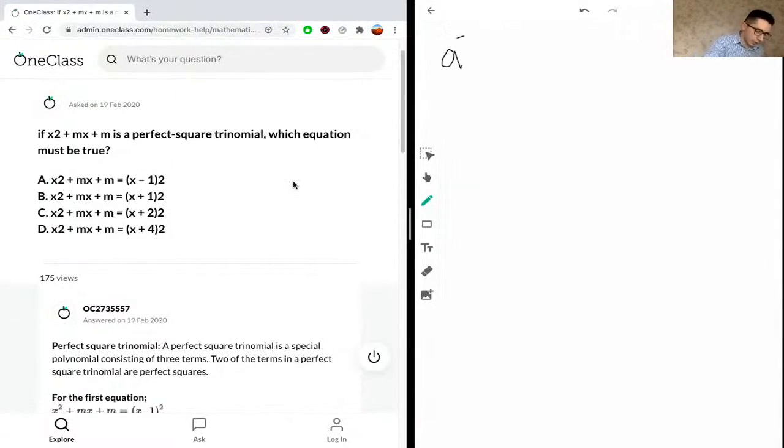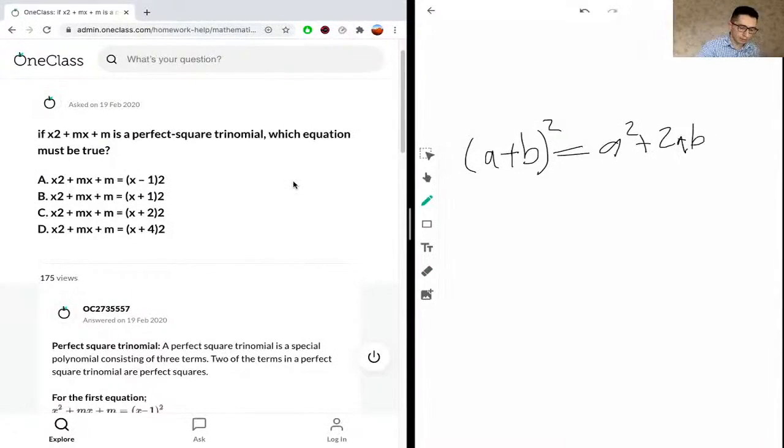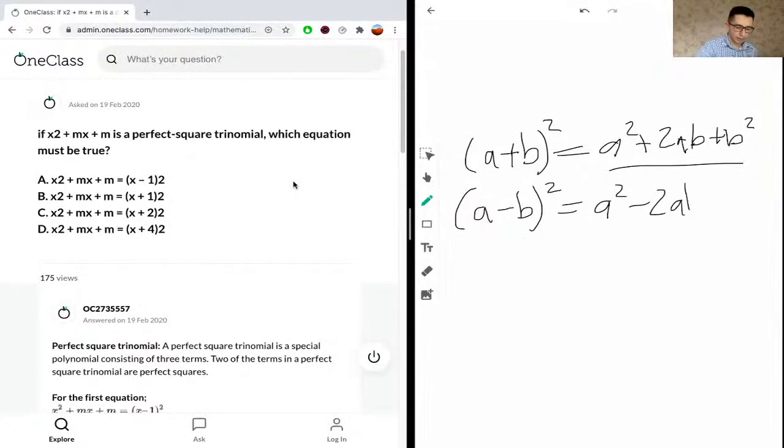So if we had a plus b squared, we would get a squared plus 2ab plus b squared. This is a perfect square, and trinomial just means the 3 terms here. We can also look at the opposite case: a minus b squared gives us a squared minus 2ab plus b squared.